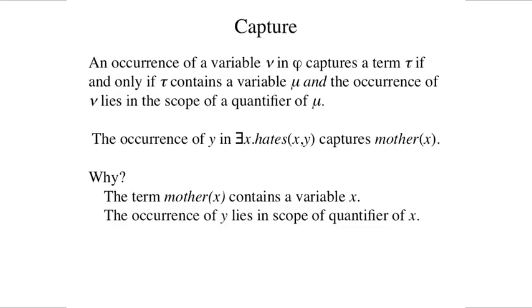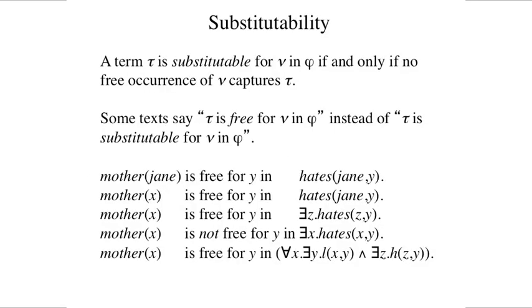Suppose we want to substitute mother of x for y in there exists an x hates xy. We cannot, because the occurrence of y in there exists x hates xy captures mother of x. Why? Because mother of x contains a variable x, and the occurrence of y lies in the scope of a quantifier of x. So all we need to do is to avoid this problem.